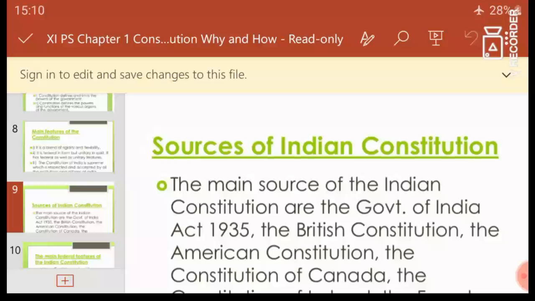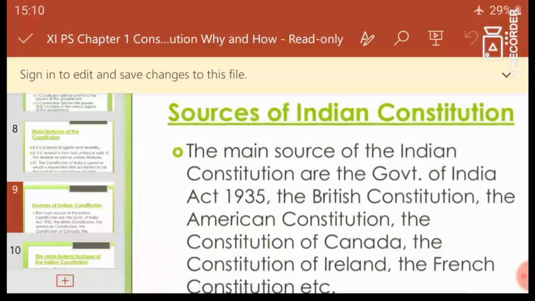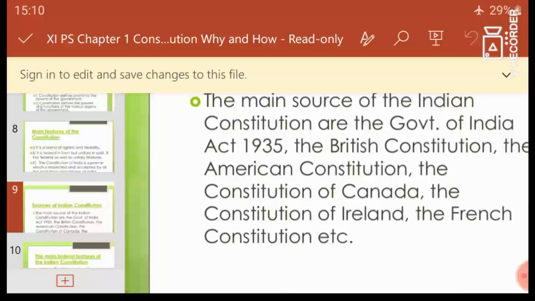The British Constitution, the American Constitution, the Constitution of Canada, the Constitution of Ireland, and the French constitutions are also the constitutions which were read by our Constituent Assembly members, and whatever specific or remarkable feature our constitution makers found while reading these constitutions, they adopted it directly. Like the federal system of Canada, like the directive principles of the Irish constitution, likewise some of the remarkable features of the British constitution, we have adopted directly. They all are part of the Indian constitution today.